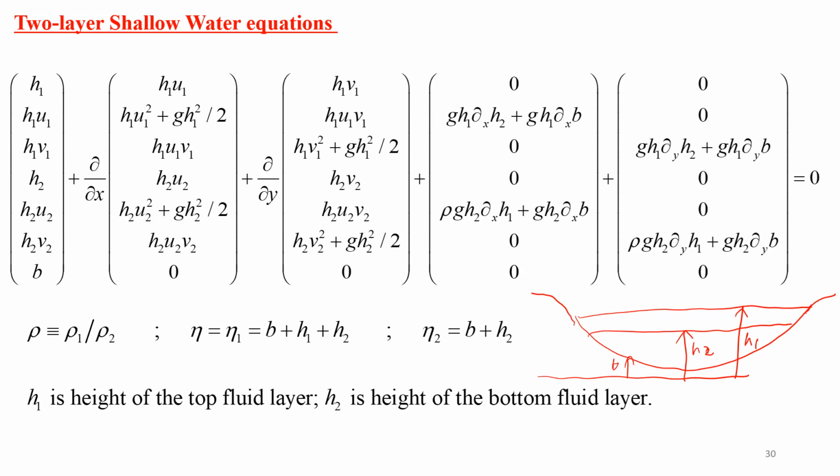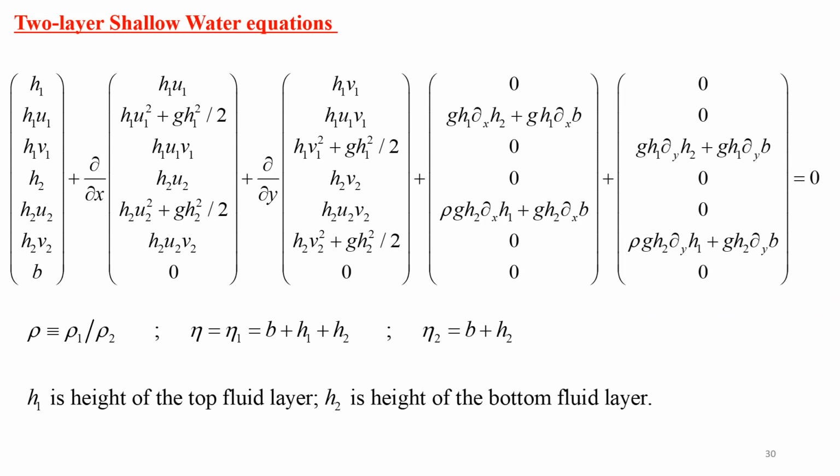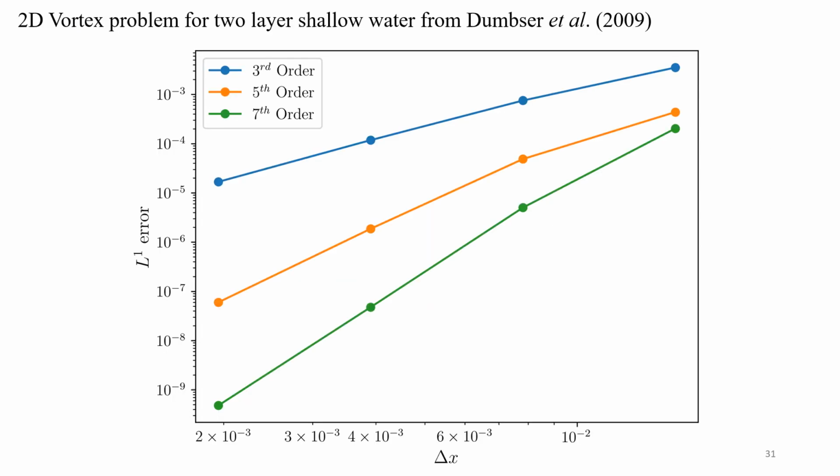I should have drawn H1 and H2 differently, but anyway, you get the picture and you can look up the equations. I'm sorry if I didn't explain that perfectly, but it basically tells you that the bottom of the lake can have variable bathymetry, and the variable bathymetry and the other terms conspire to produce these non-conservative products out here, which is the point of interest for this PDE system. Likewise, you can see that our schemes at third, fifth, and seventh order meet their design accuracies.